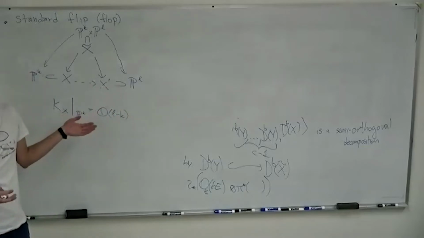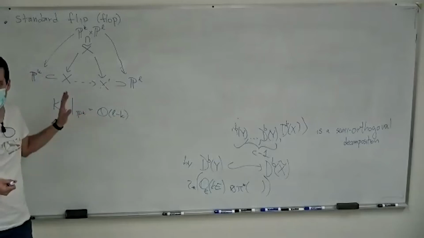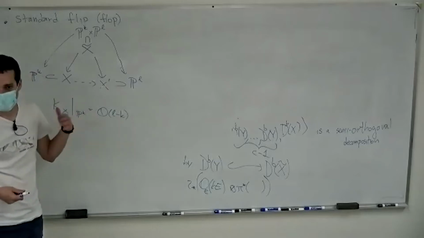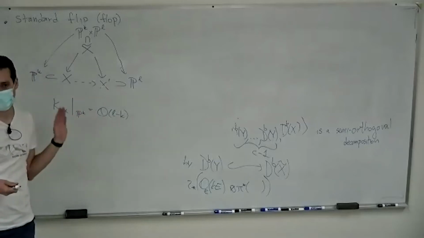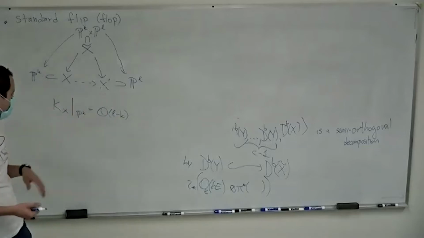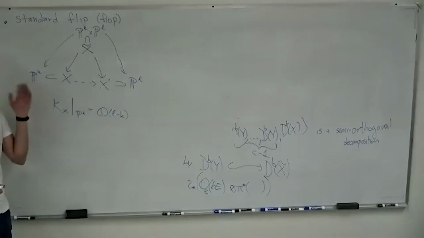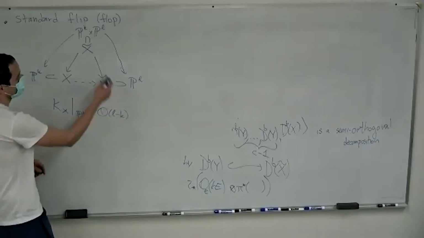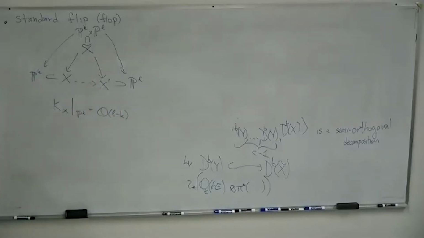For example, if you're doing the minimal model program and you want the canonical bundle to become positive on some curves, you try to flip some loci and stuff like that. So if L is equal to K, this would be a flop. And so the theorem is the following.